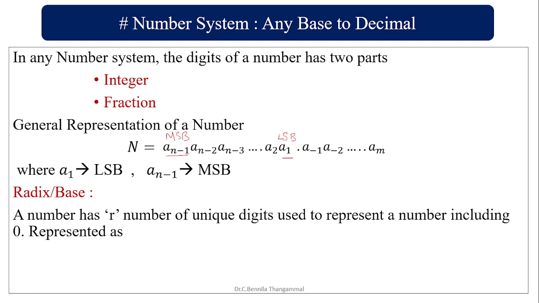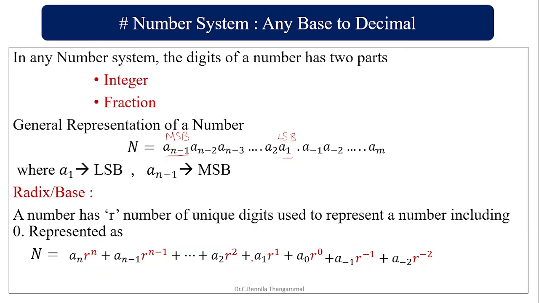If a number system is going to have a radix or base of r, then it is going to have r number of unique digits, including your 0. So if your number is represented in any radix or base, it's going to be a0 into r0, a1 into r1, and it goes on till an into r power n. This is your LSB, this is going to be your MSB, and this is the integer representation.